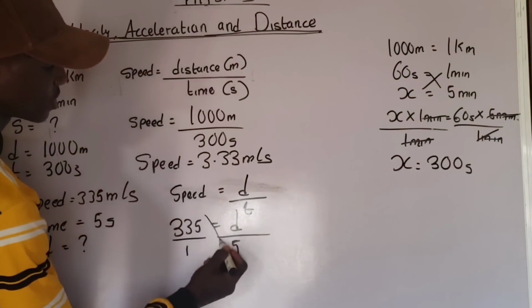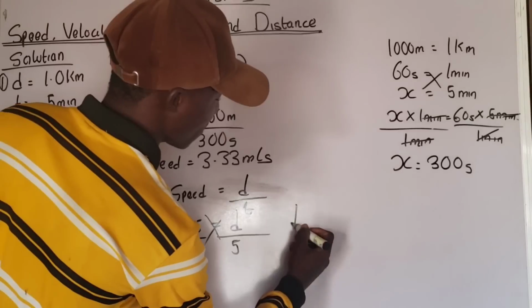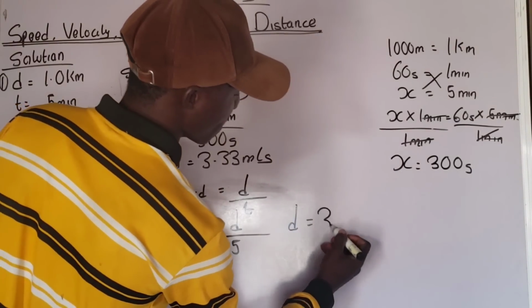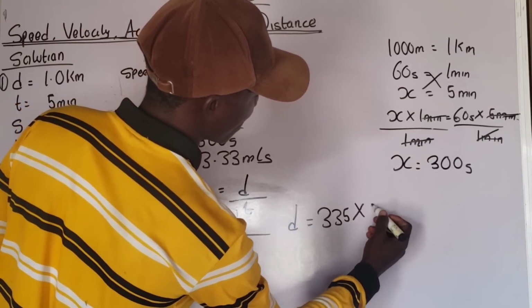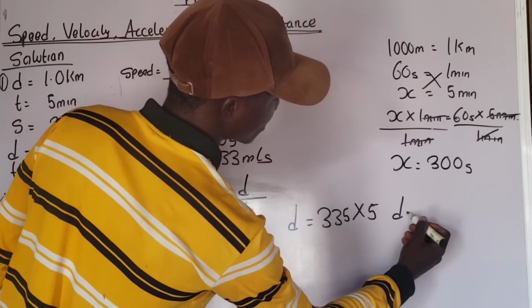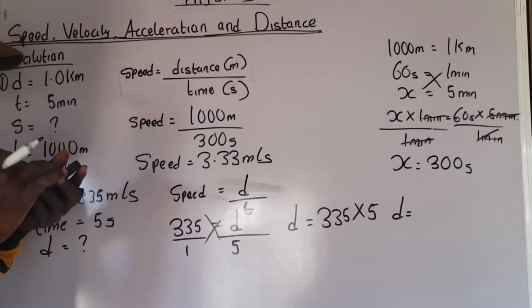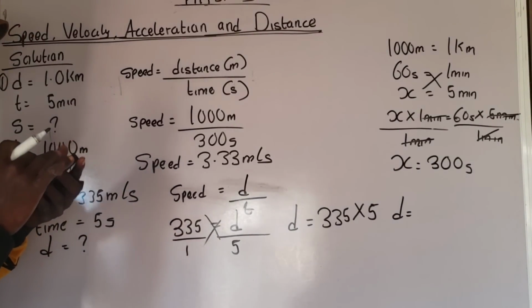Here I'm going to cross multiply. So I'm going to have d, which is the distance, equals 335 multiplied by 5. So distance equals, if you punch your calculator, 1,675 meters.